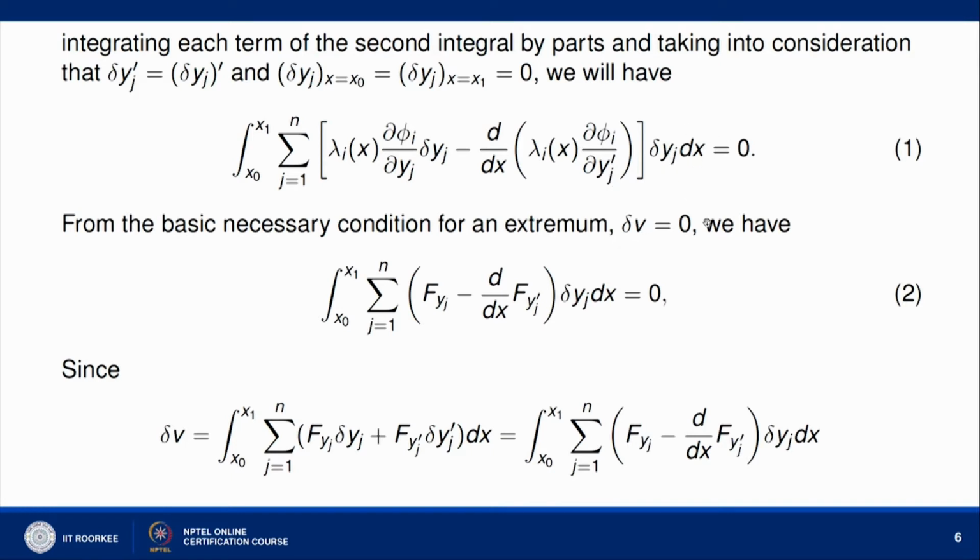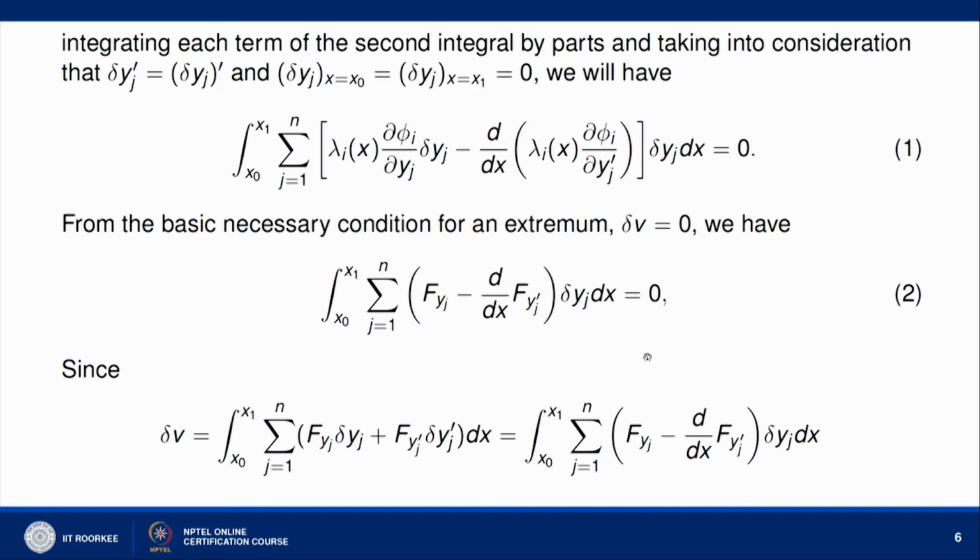Now we will proceed further. Let us consider the functional here. From the basic necessary condition for an extremum, delta v has to be 0, which reduces to this condition: the integral from x naught to x1, sum over j equal to 1 to n, of f of yj minus d by dx of f of yj dash, times delta yj dx, is equal to 0.